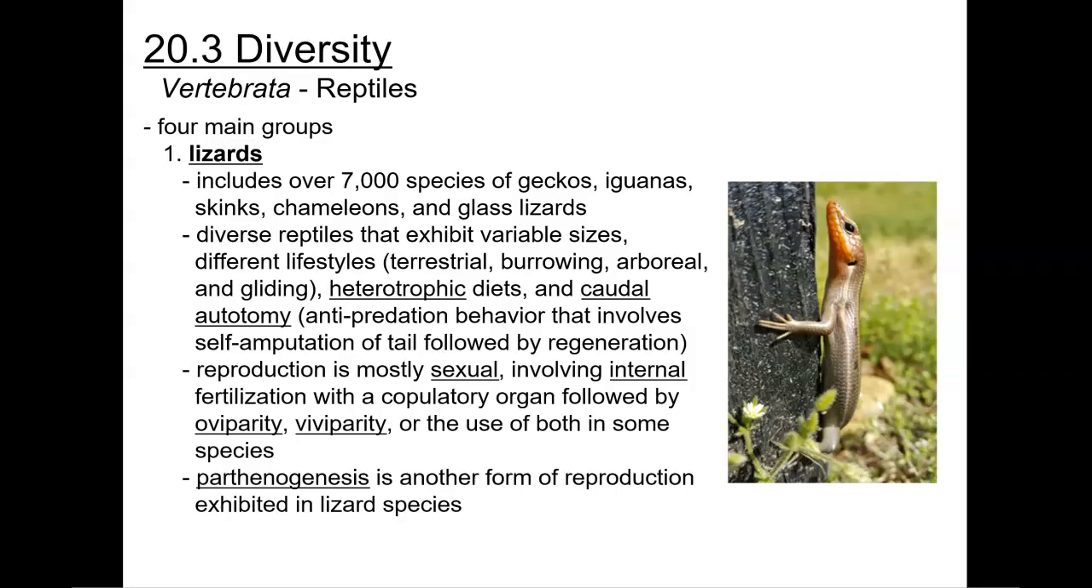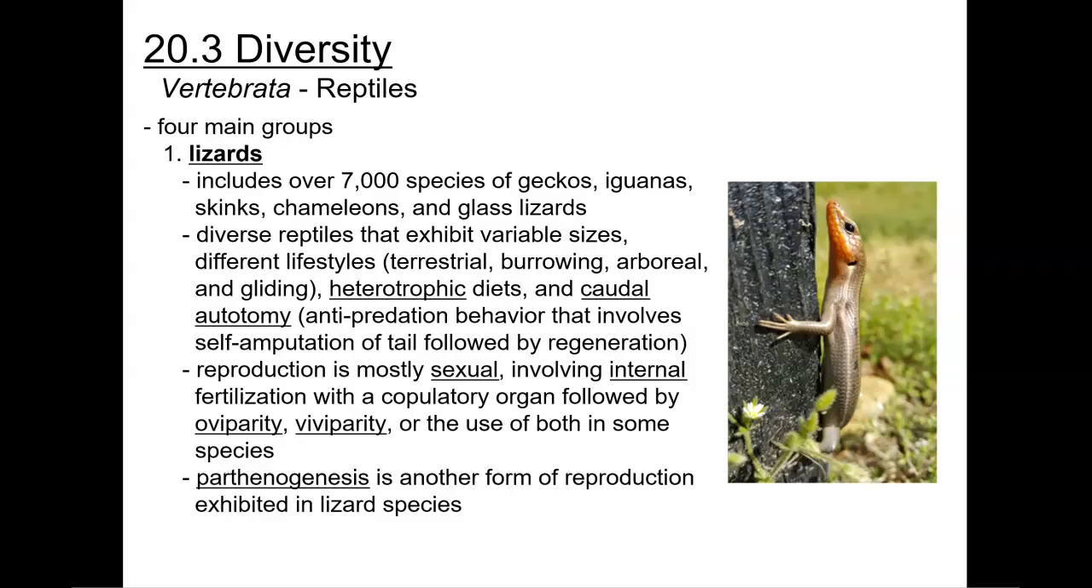We have the lizards, which are going to include over 7,000 species of geckos, iguanas, skinks, chameleons, and glass lizards. Diverse reptiles that exhibit variable sizes and different lifestyles: some are terrestrial, some of them burrow, some of them are arboreal, which means they live in trees, and some of them glide. They're heterotrophic as far as their diet, so that means they eat other things, and caudal autotomy. That's anti-predation behavior that involves self-amputation of a tail followed by a regeneration if necessary.